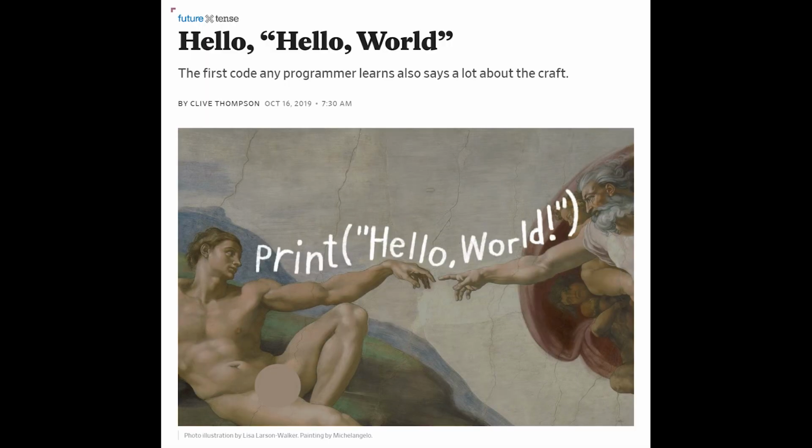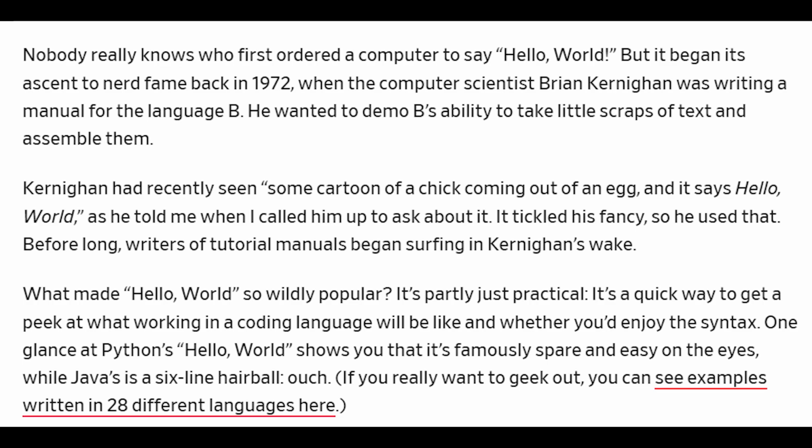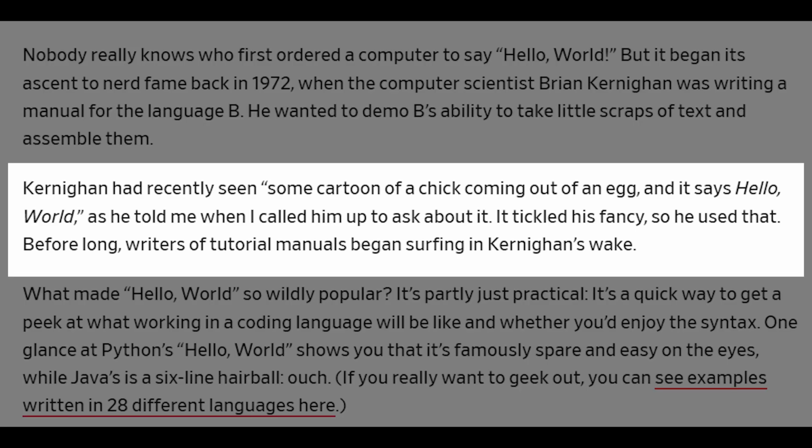Clive Thompson, in an article he wrote for Slate in 2019, states that he talked to Kernighan on the phone and asked him. The answer was that he simply decided to use it after he saw, and I quote, some cartoon of a chick coming out of an egg, and it says "Hello World."